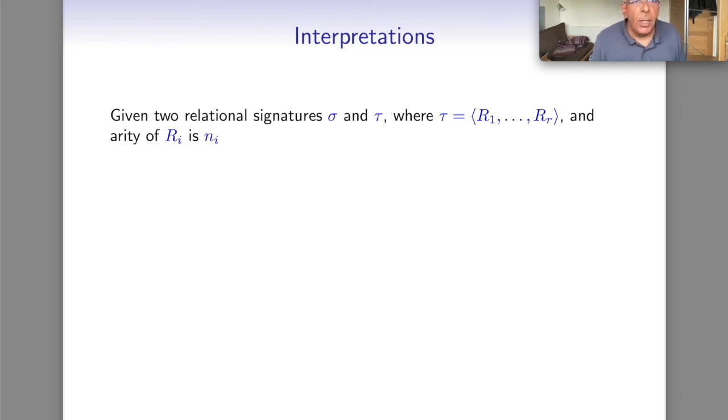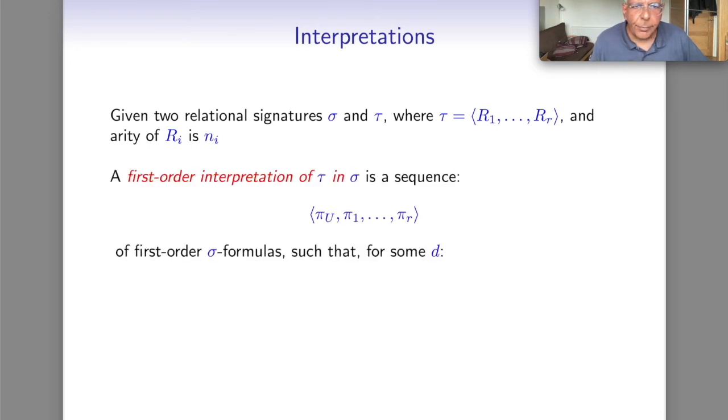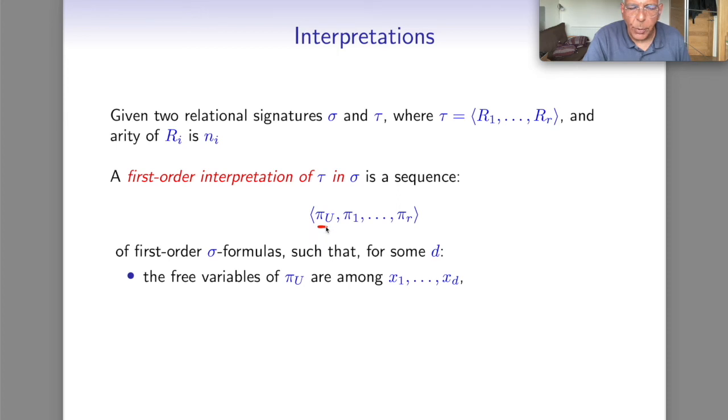define for you now. So suppose we have two relational signatures, call them sigma and tau. And let's say tau consists of the relations R1 up to R little r. Each one has a certain arity. A first order interpretation of tau in sigma is a sequence of formulas like this. We have a formula which we call the universal formula, or the formula for the universe, I should say, whose free variables are among x1 to xd.